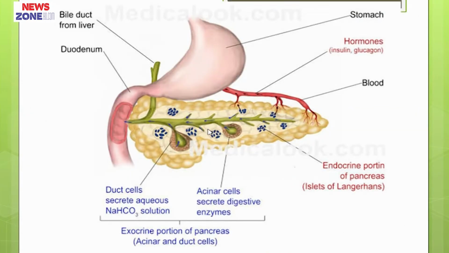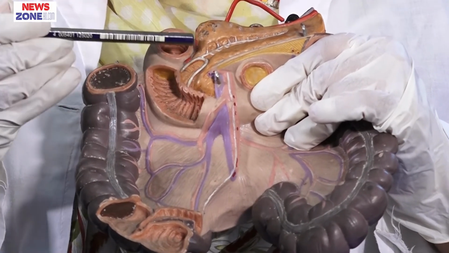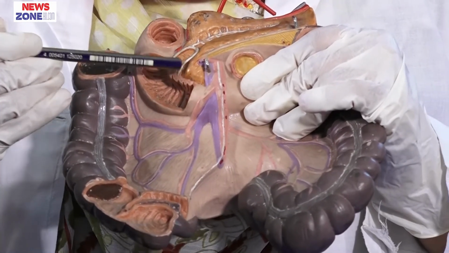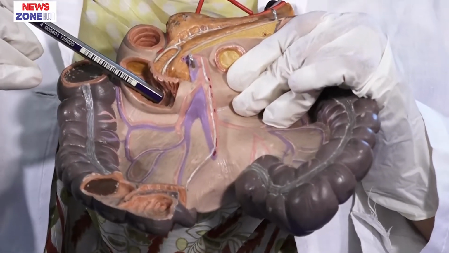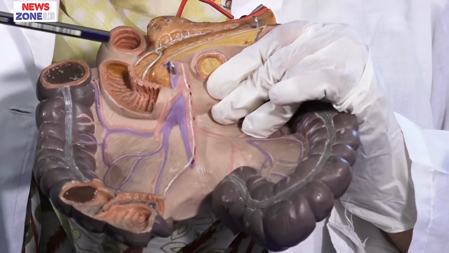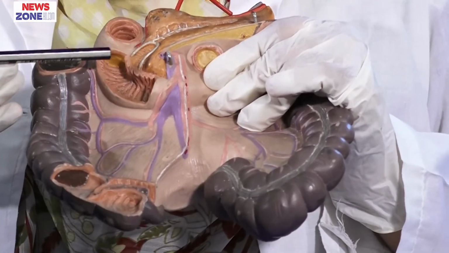In this figure, these are acinar cells and these are duct cells of the pancreas, which are the exocrine portion of the pancreas, and the secretions of these cells drain into the main pancreatic duct. This is main pancreatic duct and this is accessory pancreatic duct. This main pancreatic duct opens into the major duodenal papilla in the second part of the duodenum, and this accessory pancreatic duct opens into the minor duodenal papilla in the second part of duodenum.